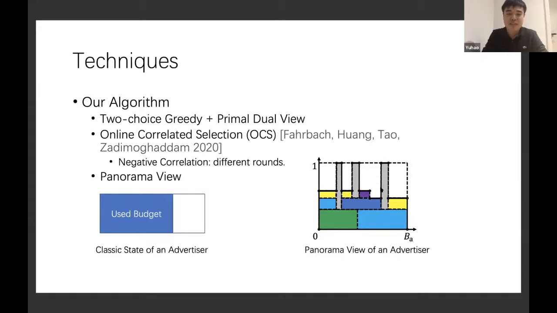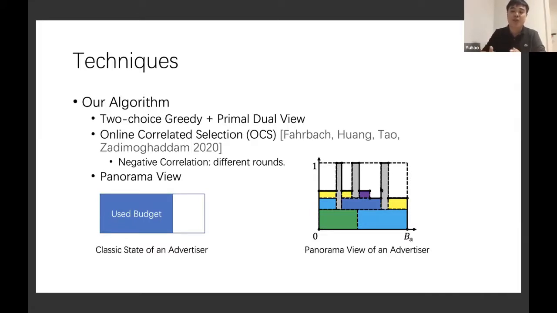And then also by this panorama view, it makes it easier to calculate the marginal gain, and so we can know how to do greedy. And the final thing is how to measure two similar choices. As I said before, the intuition is if the first largest choice and the second largest choice are similar, we should use randomness. But if the first largest choice is far larger than the second one, we should still use deterministic. So how to measure these two things?